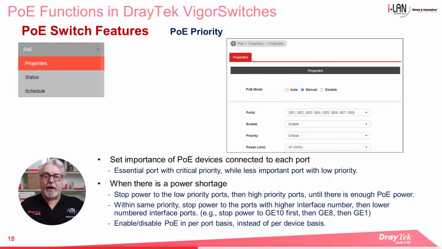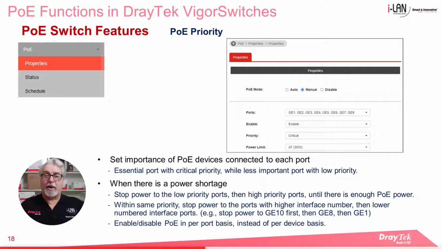We'll now take a look at PoE Priority. This tool is found under the PoE menu in the VigorSwitch. Here you can assign the priority of PoE devices attached to the switch. High priority devices are assigned with critical priority, followed by high and low priority. If we get into a situation where there's insufficient power to power all attached devices, the switch will shut down low priority ports first to ensure higher priority devices stay online.